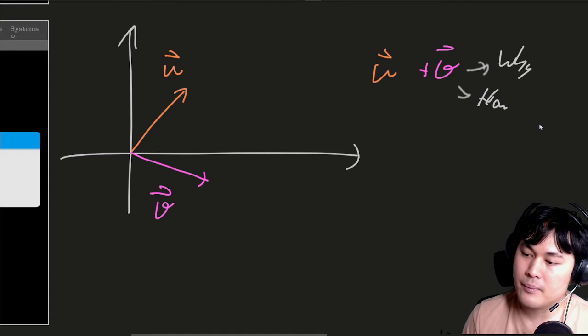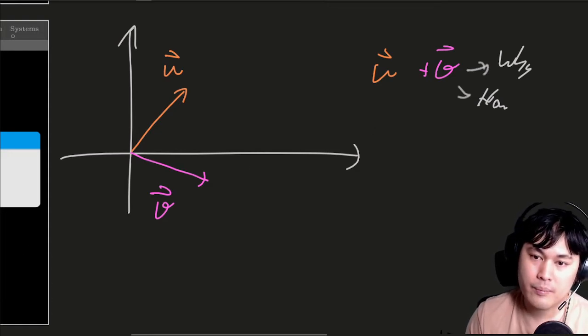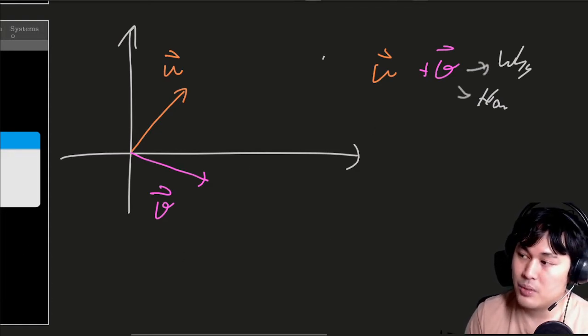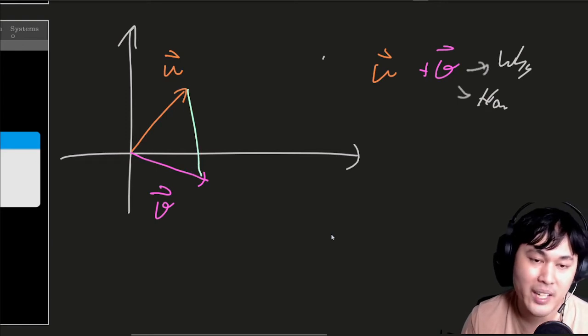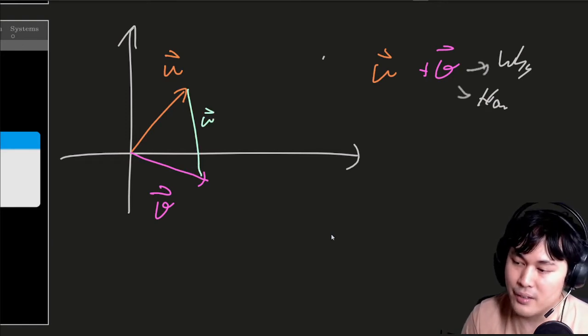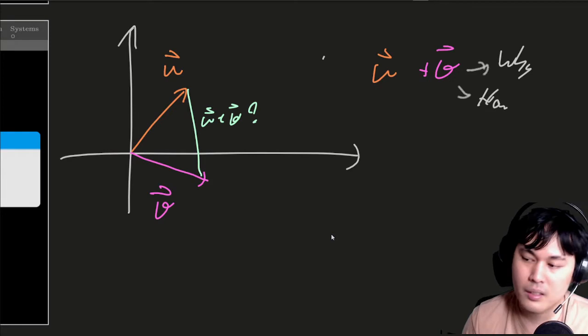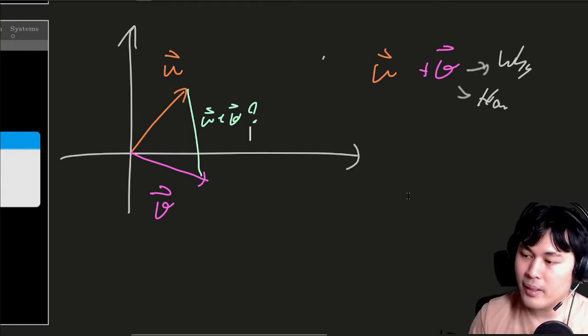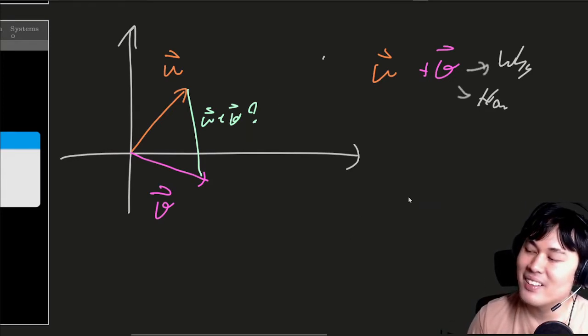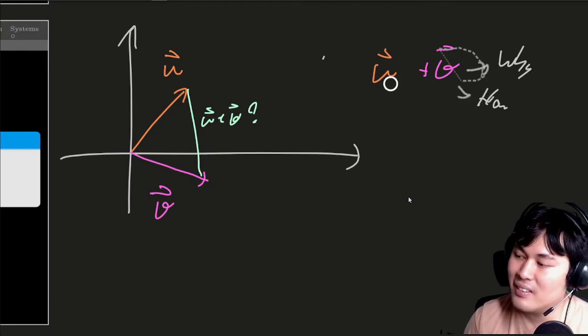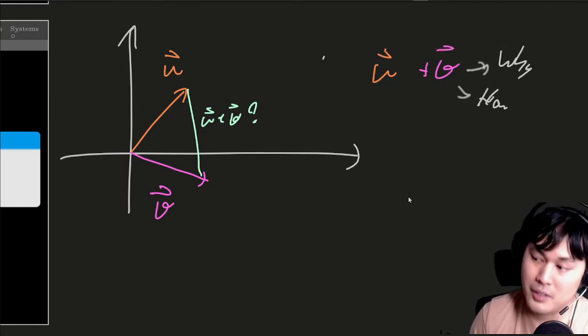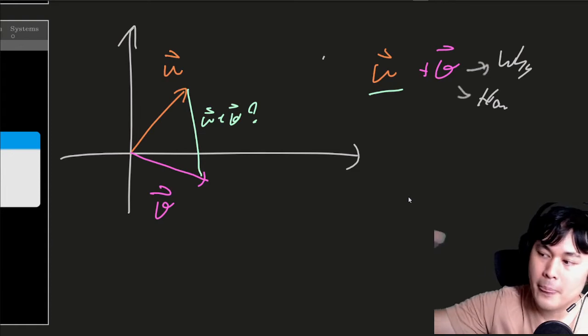So if you just draw this image, maybe you attempt to just connect them together and make a line. Define this as an addition. Maybe you can, of course, but it doesn't make sense if you think about a vector as a force or as a movement.